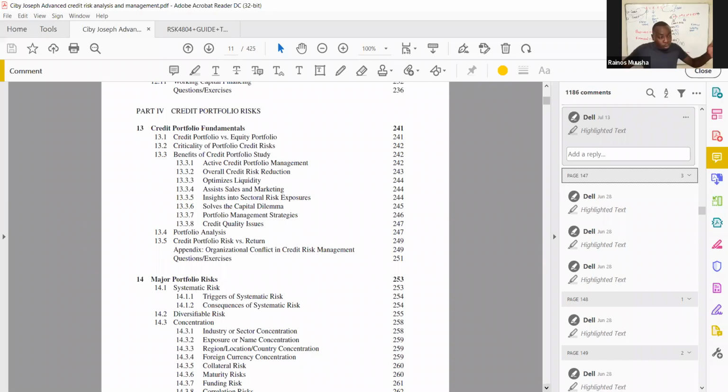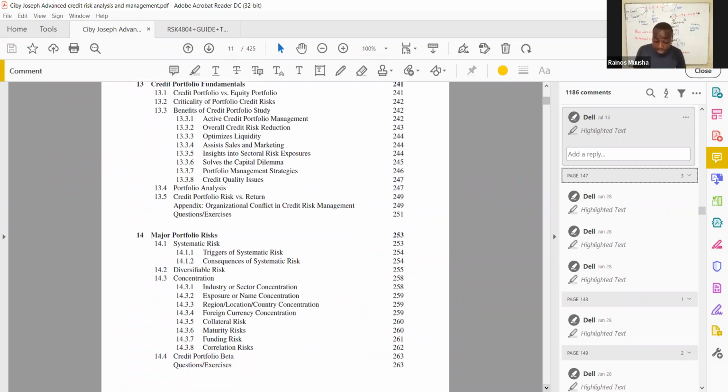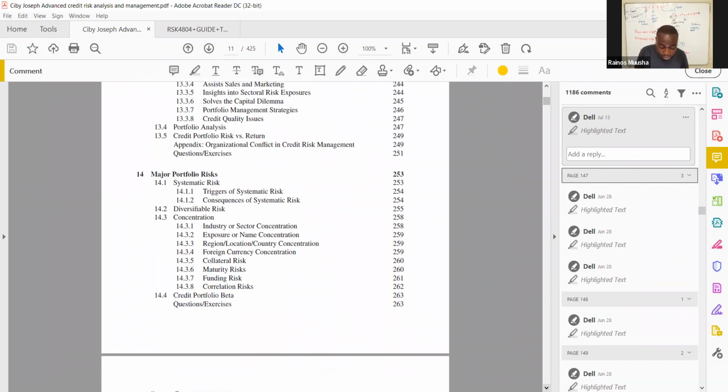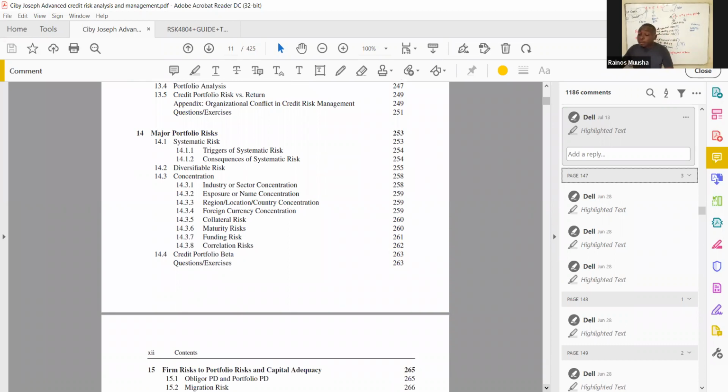Because remember, when you have 2 or more obligors, it basically means that you now have a portfolio, a credit portfolio. So if you have a credit portfolio, how do we now analyze the overall risk of your portfolio? So that's basically what we're going to be looking at in what? In chapter 13. Then in chapter 14, we look at the major portfolio risks.